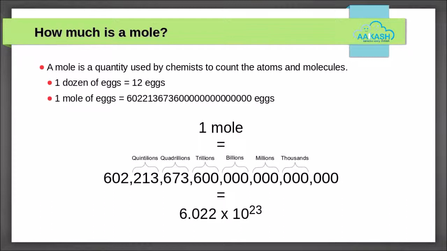How much is a mole? A mole is a quantity used by chemists to count the atoms and molecules. 1 mole is a constant number of the value 602213673600000 followed by 14 zeros, which is equal to 6.022 × 10^23.